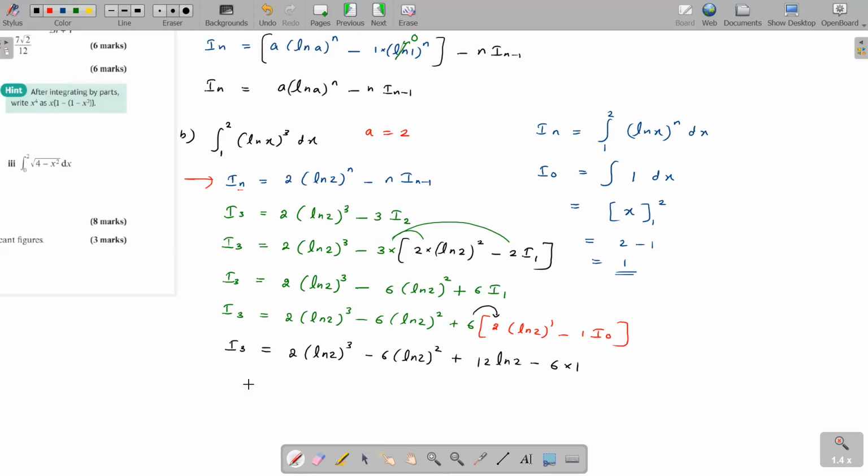So I get here. That's it, right? So 6 into 1 is 6. So that is basically 6. We don't need to put plus c here. Why? Because we have already used our integration limits. Here I have used the integration limit. So this is my answer. Okay.